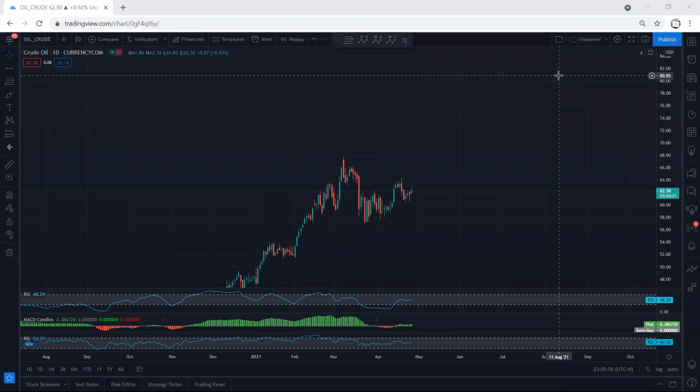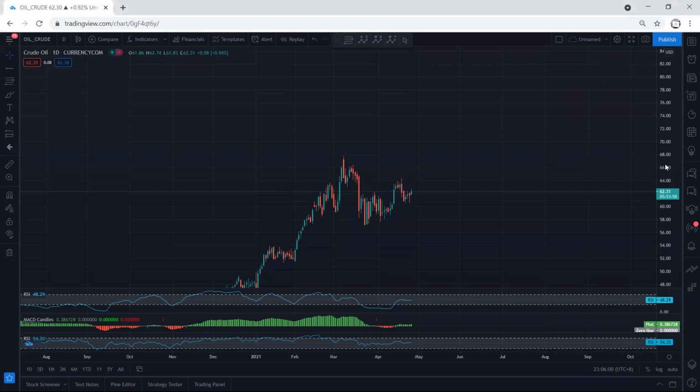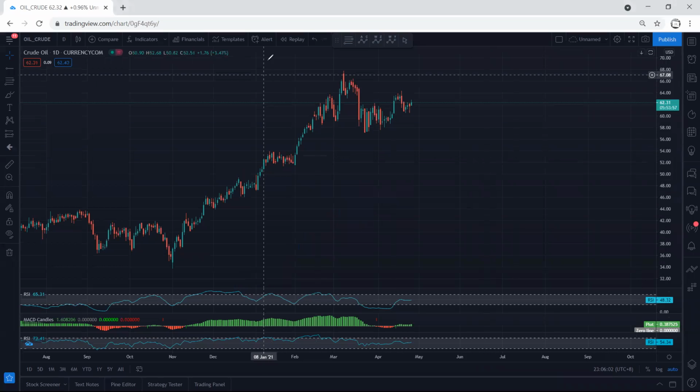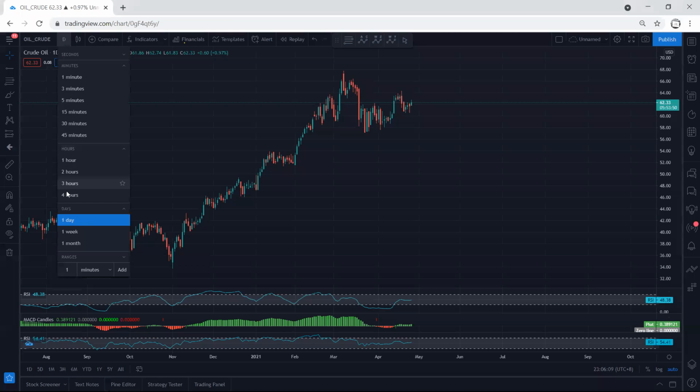Crude oil, we start with the daily chart. You want to see how we can look for a trade. Anyway, based on the daily chart right now, I'm looking for this. We want to see whether we can get the sell or not. In this case, we move to the forward chart.